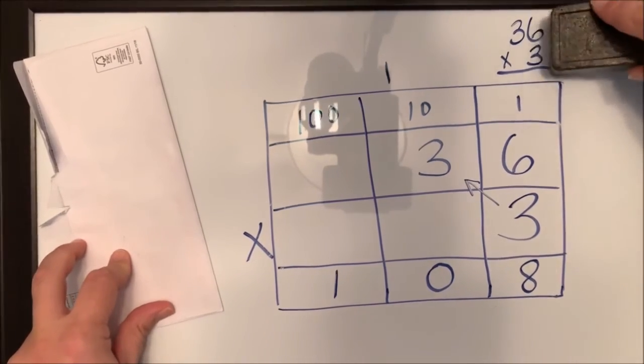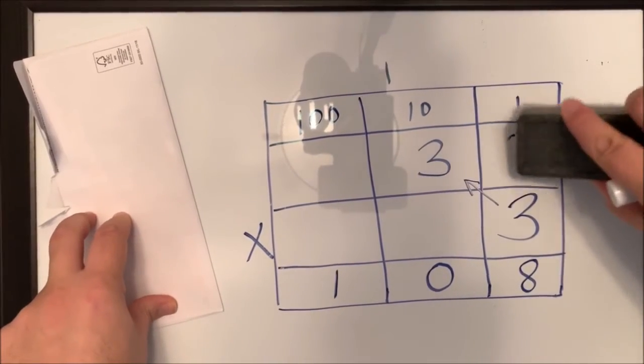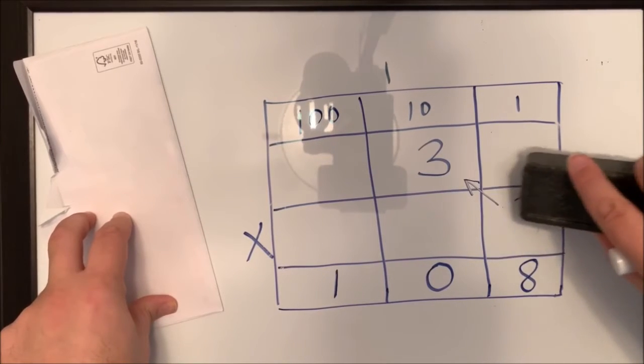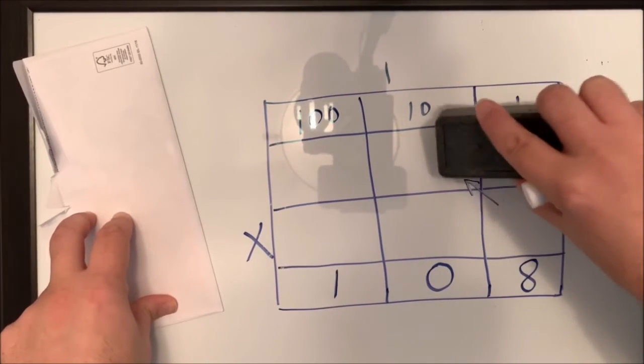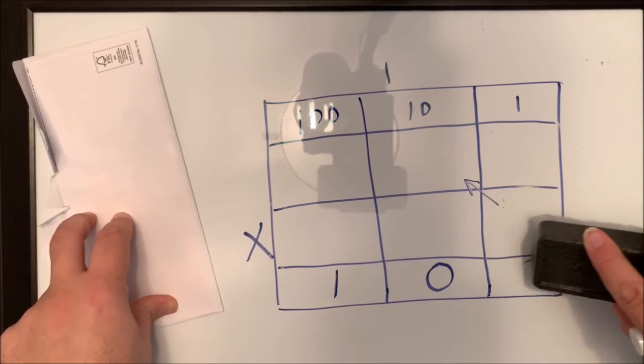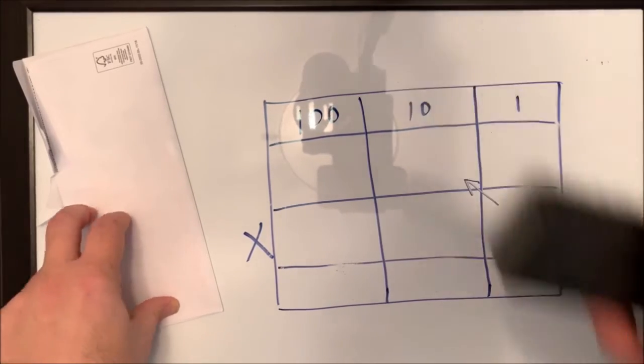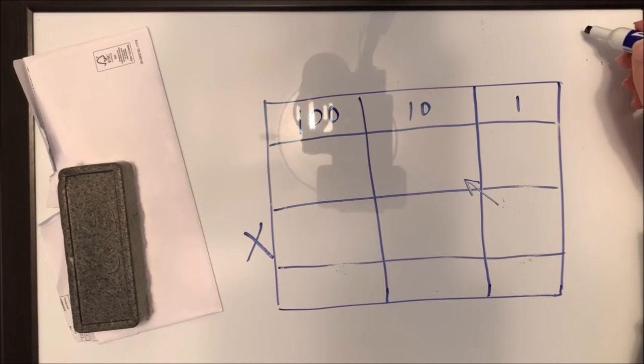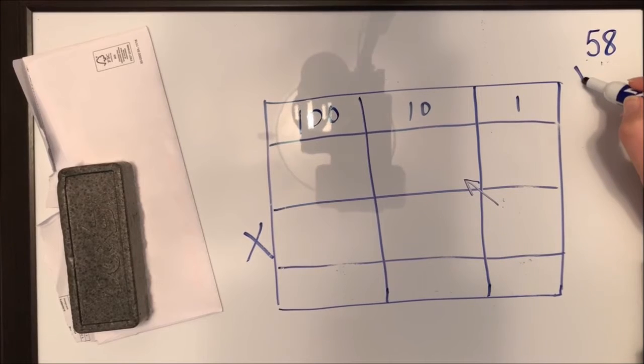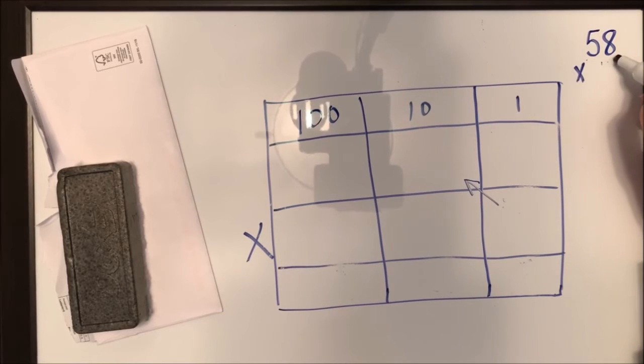Let's do one more. We'll do a couple more. It's actually quite fun when you get the hang of it. Okay, let's try 58 times 5.